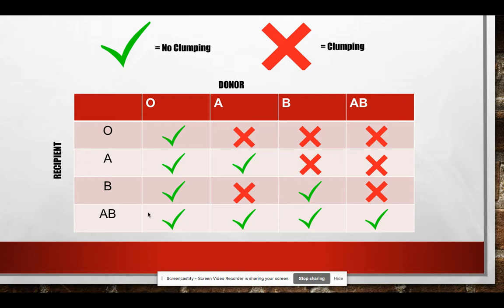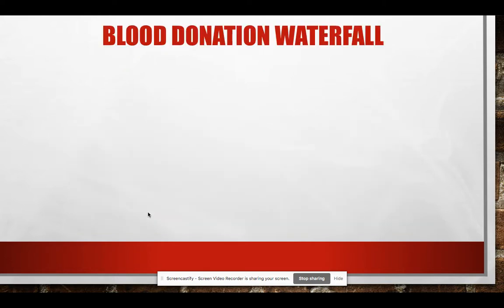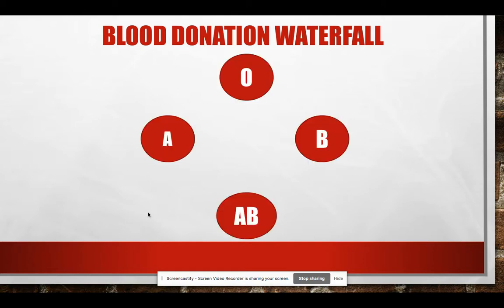I also have a little bit of a quicker trick for you that I use all the time. It's called the blood donation waterfall, or at least that's what I call it anyways. In order to do this, you just need to draw your 4 blood types in a specific pattern. You're going to start with O at the top, A and B separately on either side, and then AB blood here at the bottom. Now, the interesting thing you have to remember about a waterfall is that the water always flows down, or it can always give down, but the water cannot go back up.